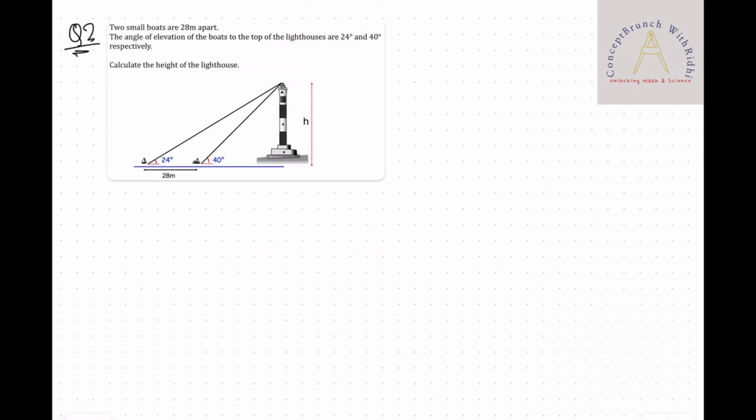This is our second question. In the question, two small boats are 28 meters apart. The angles of elevation of the boats to the top of the lighthouse are 24 degrees and 40 degrees respectively. The diagram is already given for us. Calculate the height of the lighthouse.